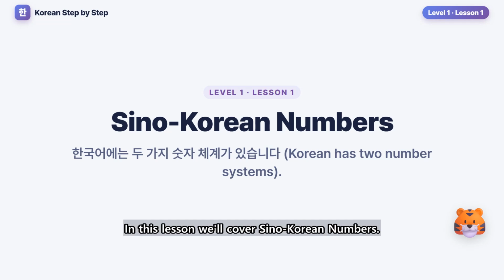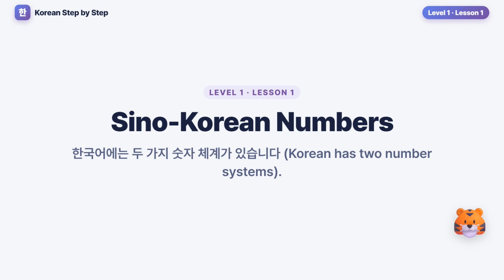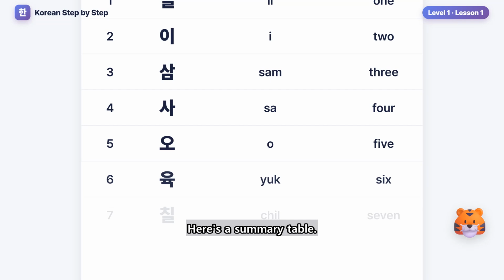In this lesson, we'll cover Sino-Korean numbers. Korean has two number systems, Sino-Korean numbers and native numbers. Sino-Korean numbers are used for minutes. Here's a summary table. Let's read examples. 1, 2, 3, 4, 5, 6.